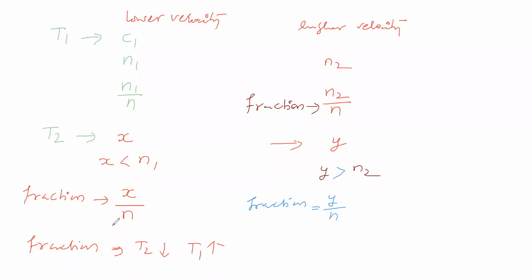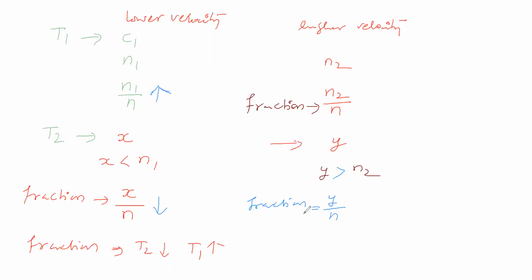Now we will compare this fraction with this fraction. Here, this fraction will be compared with this fraction first, then this fraction with this fraction. Here, if you see, X is less than N1. So X is less, N1 is high. Here N is the same; the total number of gaseous molecules will remain the same. So what about this fraction when compared to this fraction? Since X is less, this fraction is less, this fraction is high.